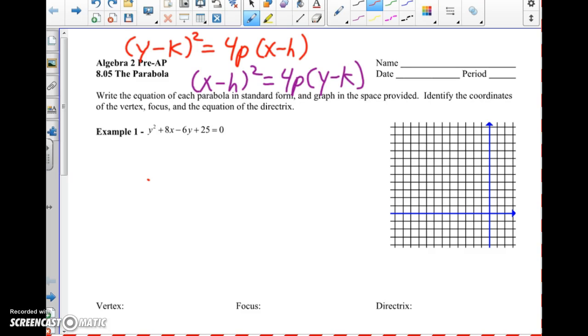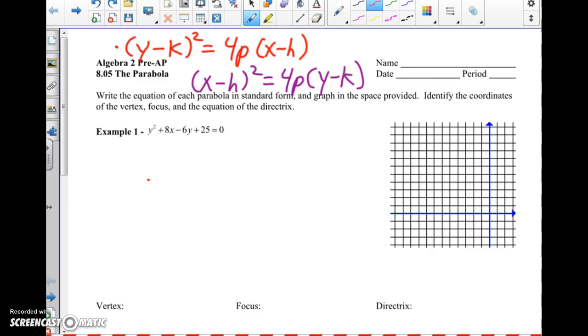There are two forms of the parabola you got to understand. One is this one in red, and one is this one in purple. I'll show you which one to use and when to use it in a second. Okay, look at this equation right now, example number one.